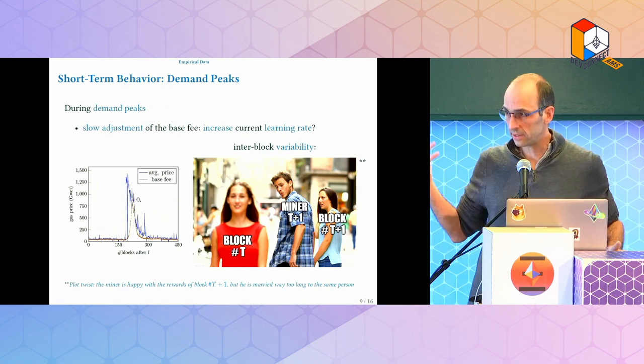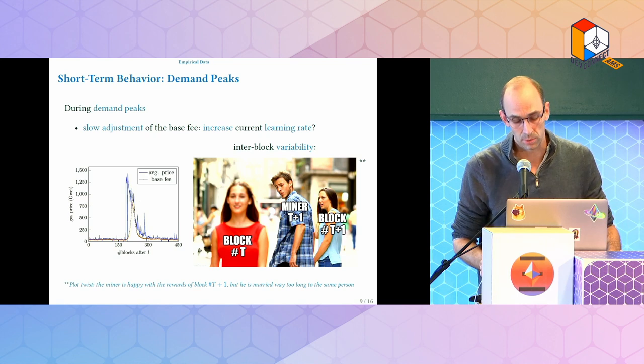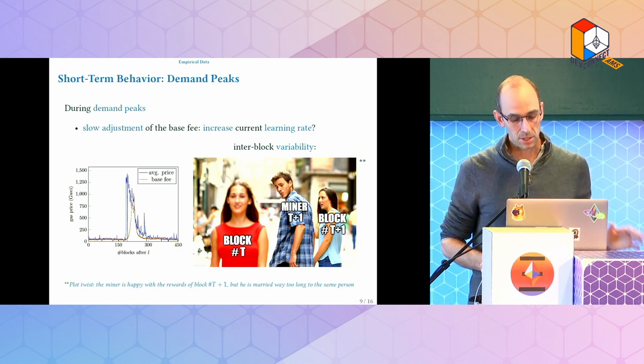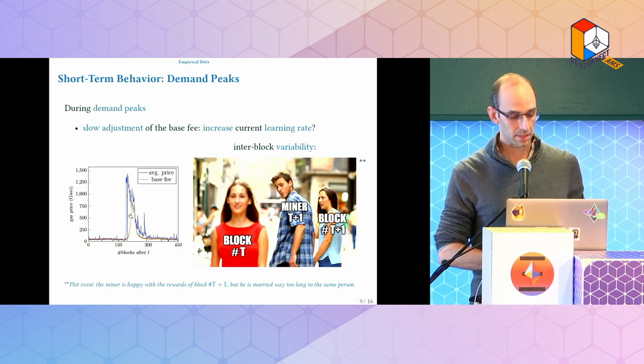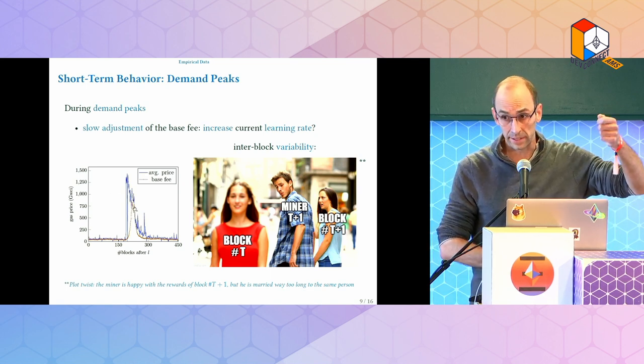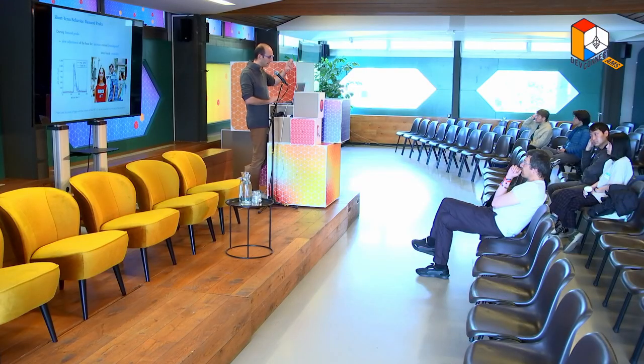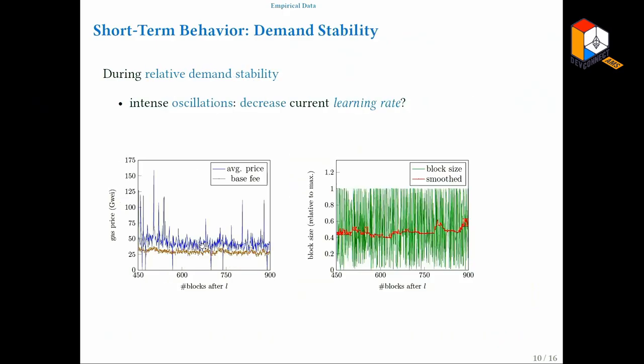So, okay, we heard that it's not a problem to have these oscillations and to have good performance on average, but actually we see here that we have an inter-block variability, and this may create some problems for miners, having very unequal rewards. So in this case, something that would change this figure would be a faster, higher learning rate, so that the mechanism could adjust much, much faster. But this is during the NFT drop.